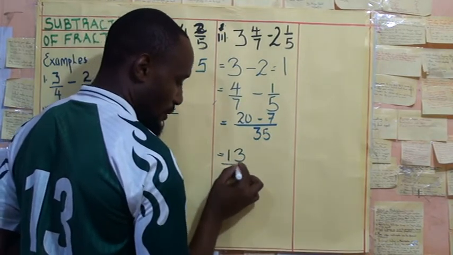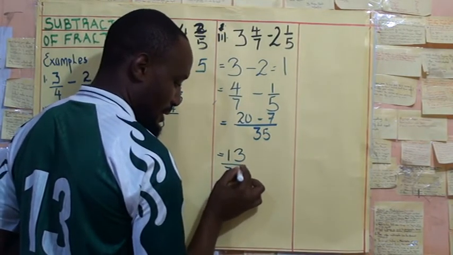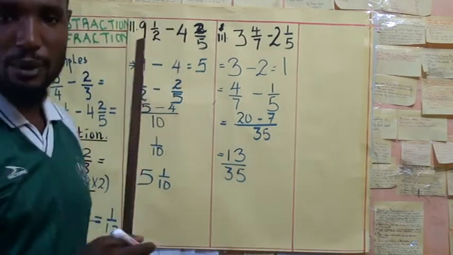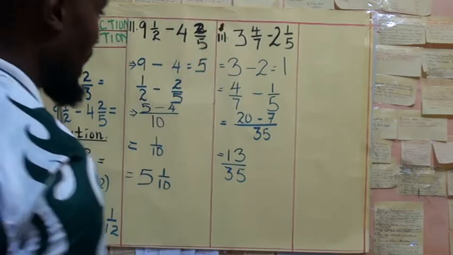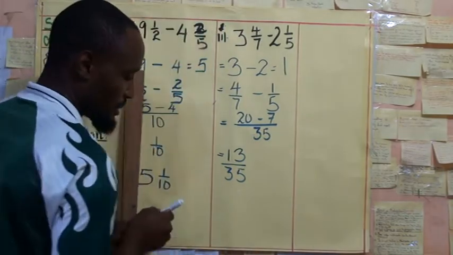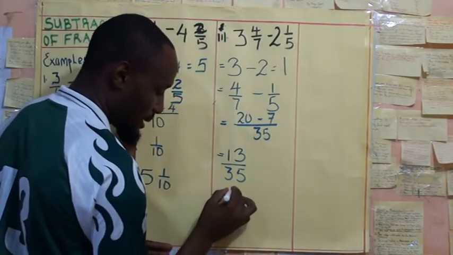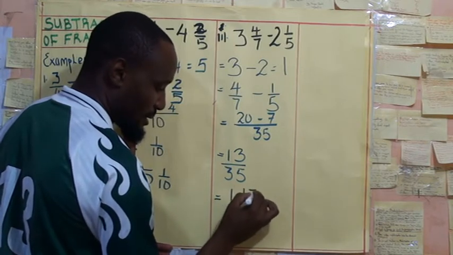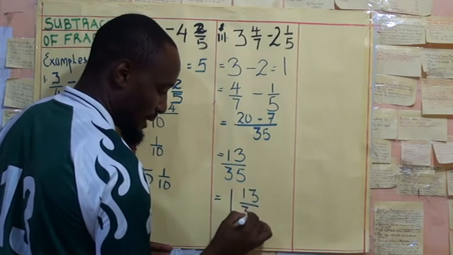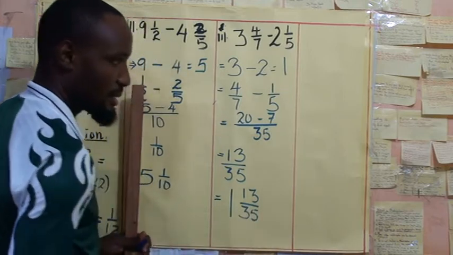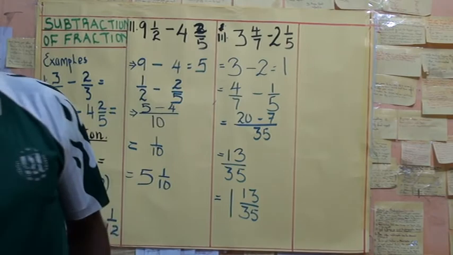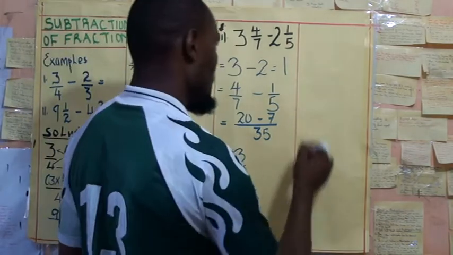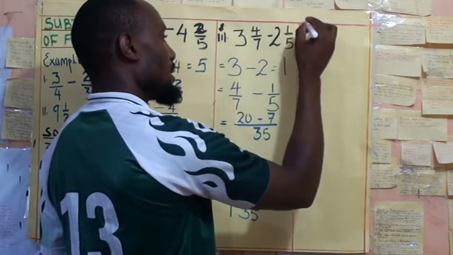13 over 35. And as I said before, now you have your proper fraction and you have your whole number. You combine them to get a mixed fraction, which makes your answer 1 13 over 35. Let me check if there is any other example that I need you to think about or do, or we do it together.